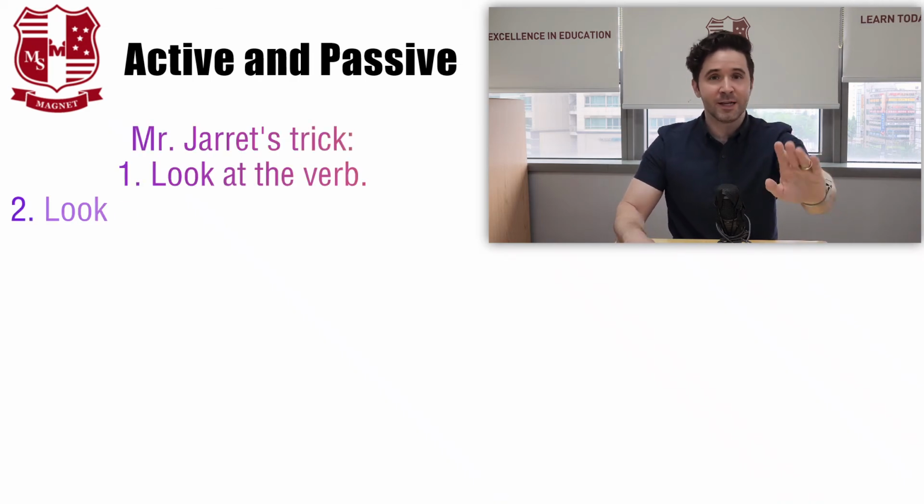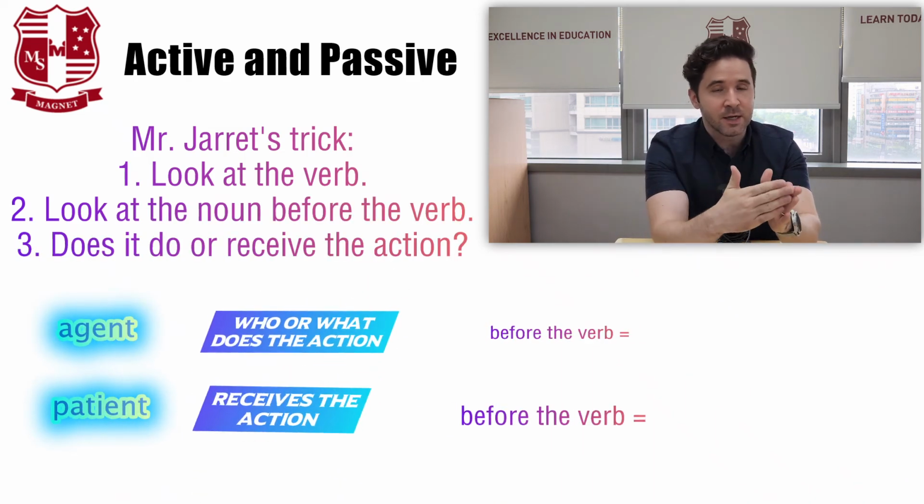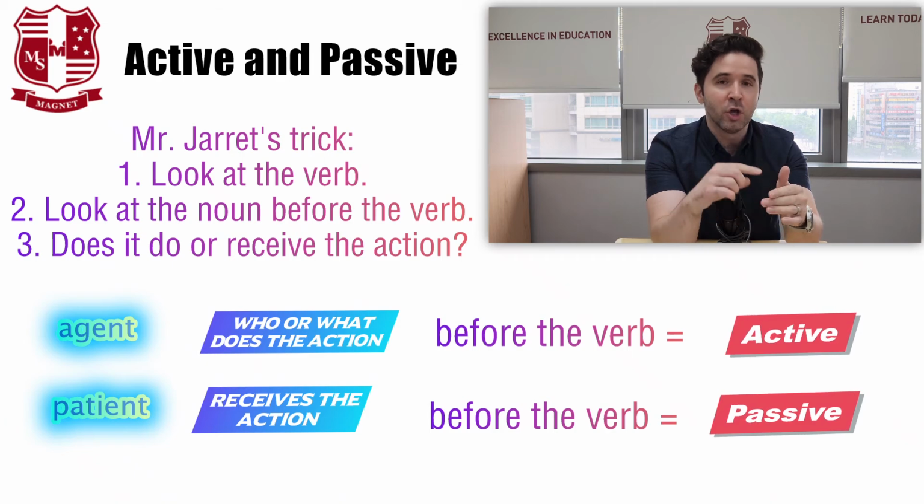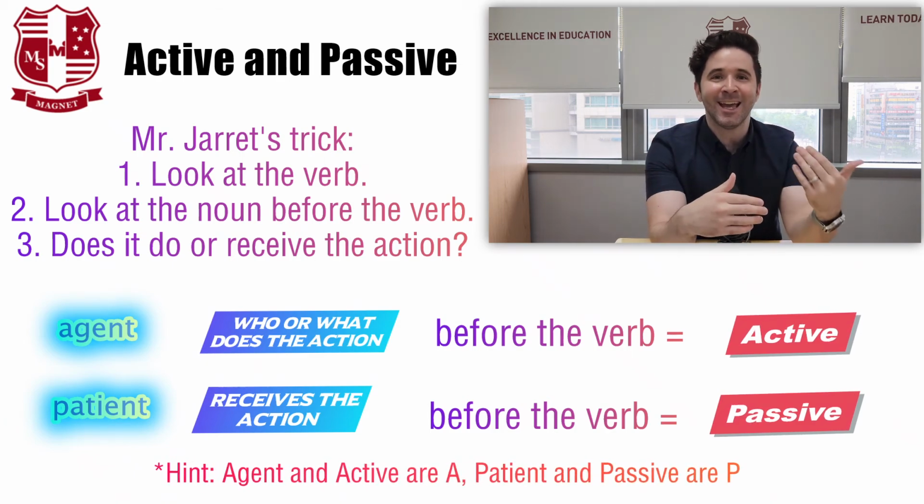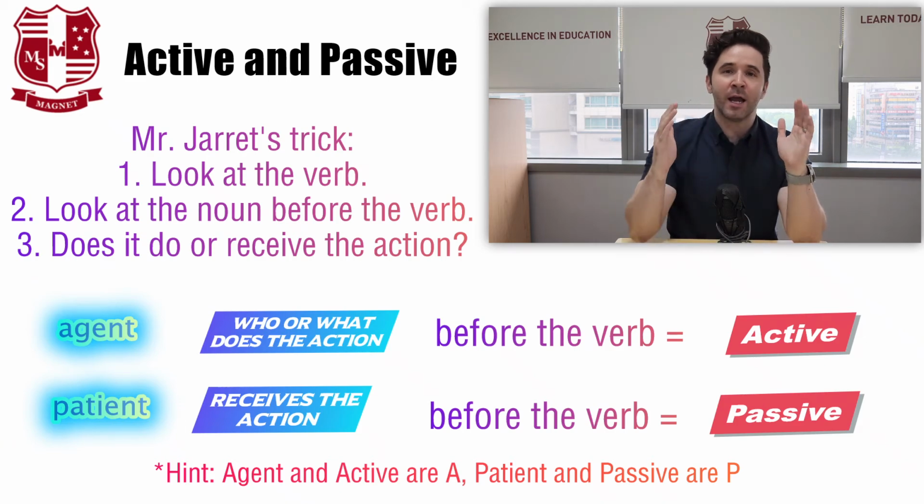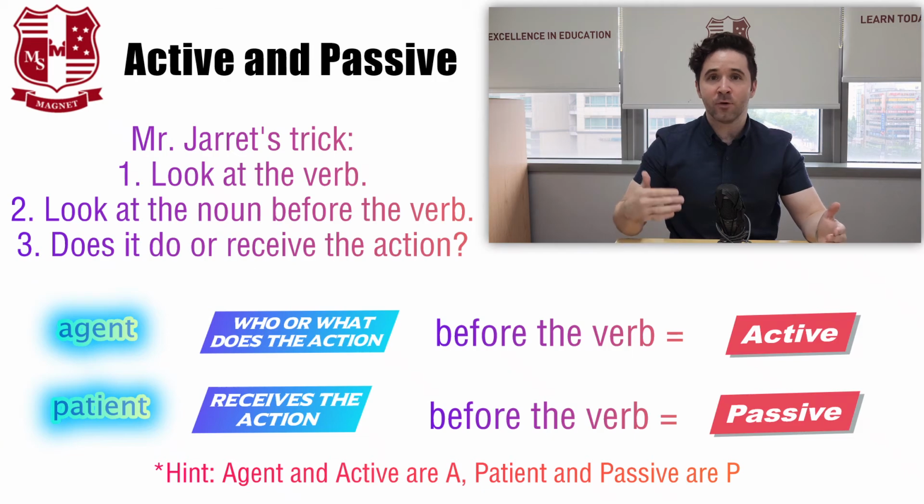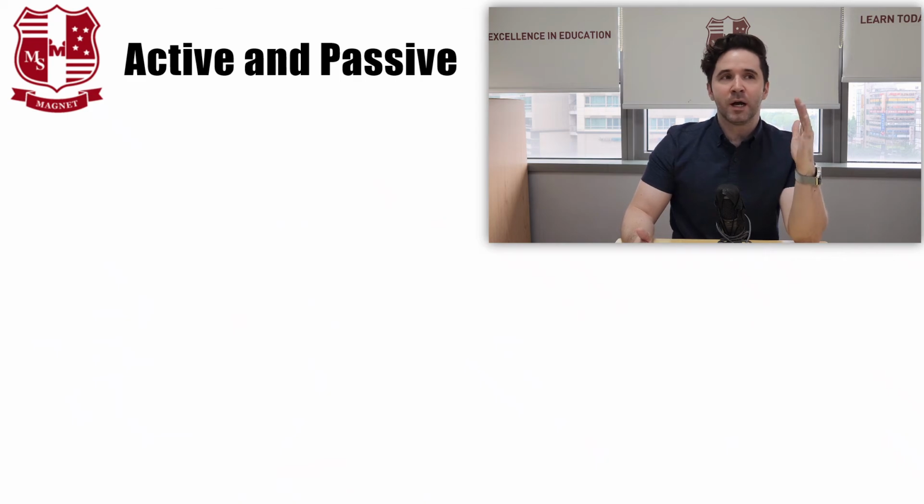Look at the verb first and then look at the noun before it and think to yourself, does this noun before the verb do the action or does it receive the action? Is it the agent or is it the patient? So think about that when you're trying to determine what is active, what is passive, or what kind of verb goes here. Okay? Now I'm going to give you two different types of activities to review here.